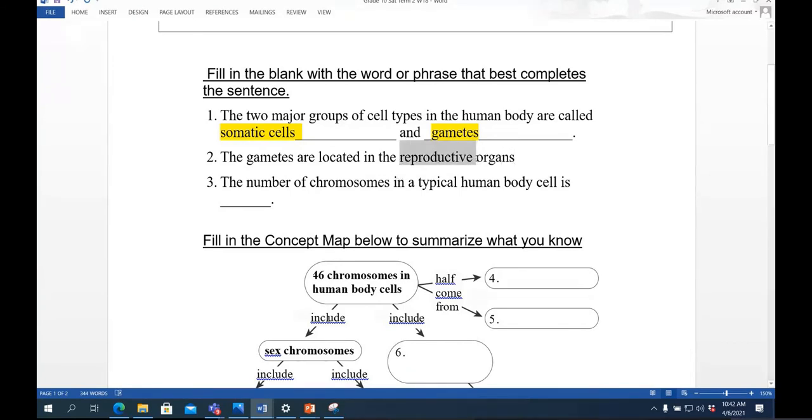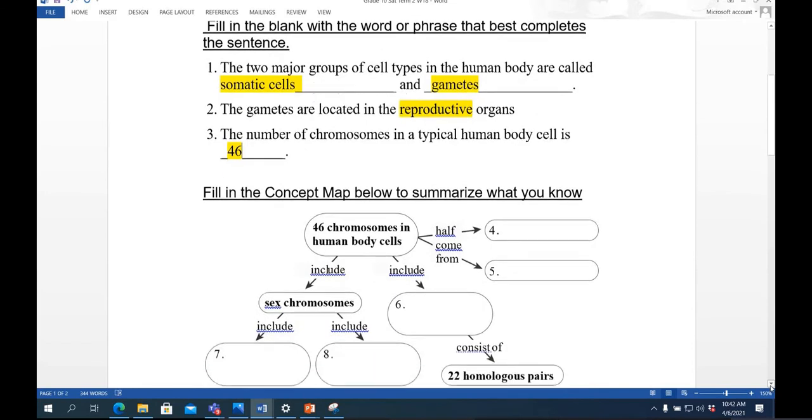The number of chromosomes in a typical human body cell is 23. In a typical human body cell is how much? Lana? Could you repeat? 23 pairs. So how many together? Number of chromosomes? So you can either write 23 pairs or you can write 46 number of chromosomes. Right answer, Lana. Thank you.